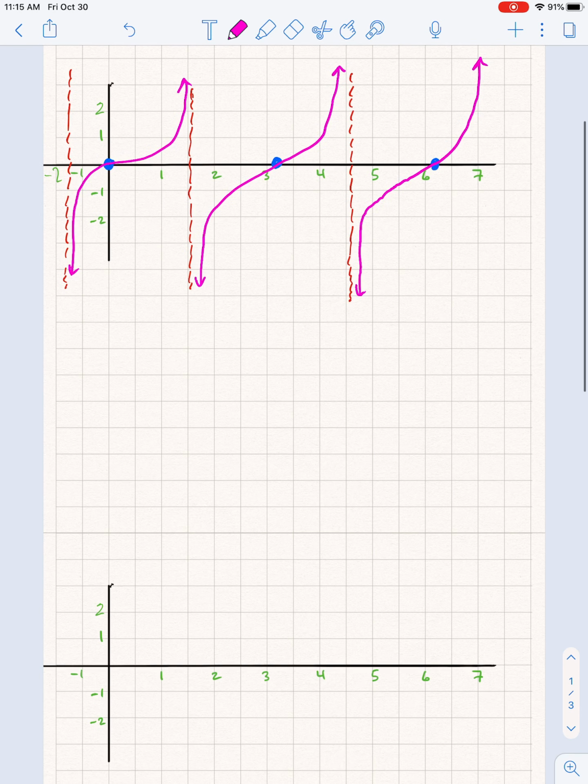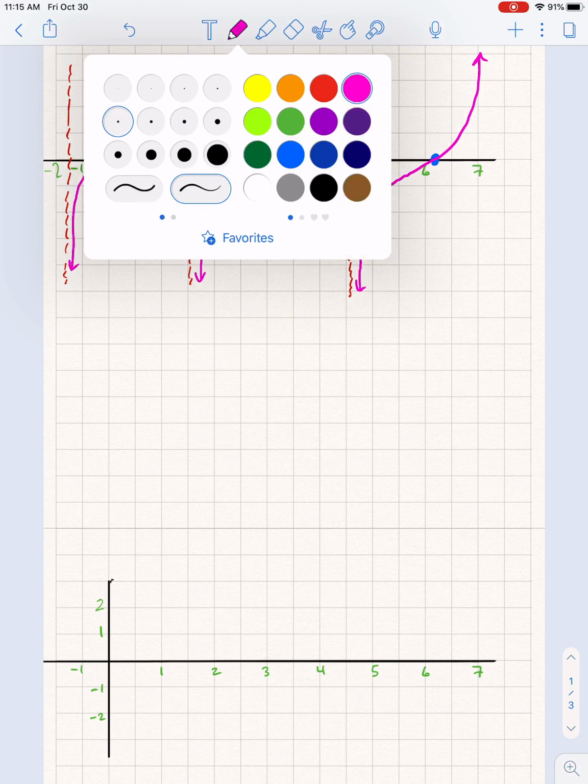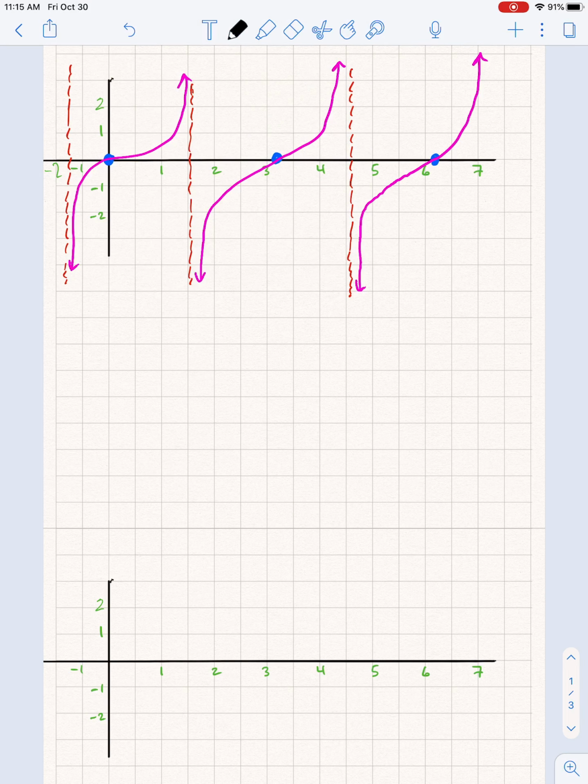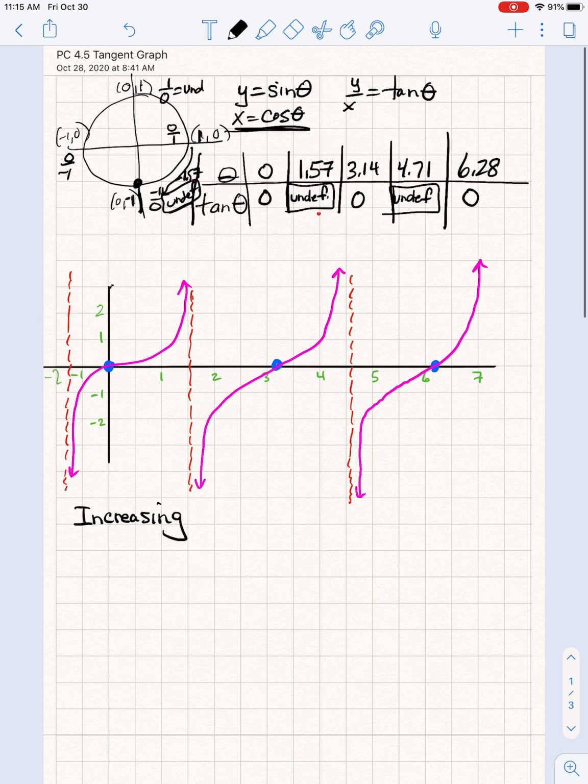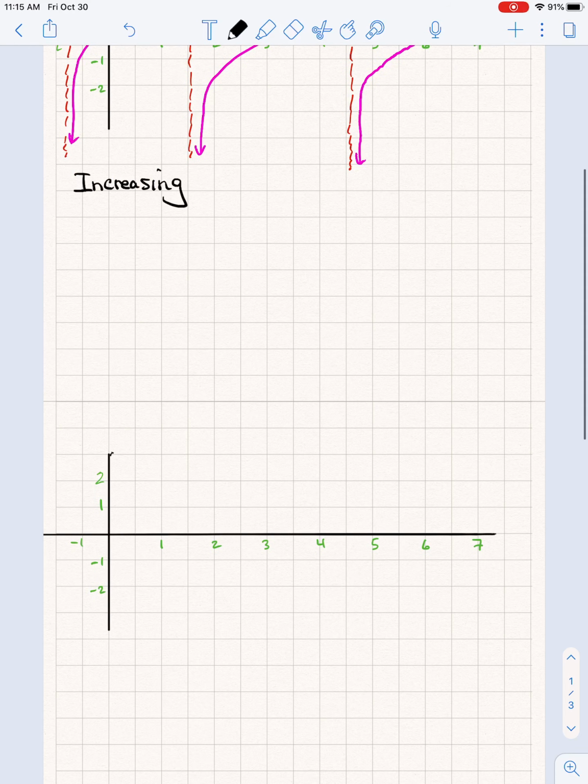I put a second place for an example here. What else did I mention to you? I said that tangent is increasing. You have your asymptotes, and we also have up here that tangent is y over x, or sine over cosine. Let me put that there too, sine over cosine.